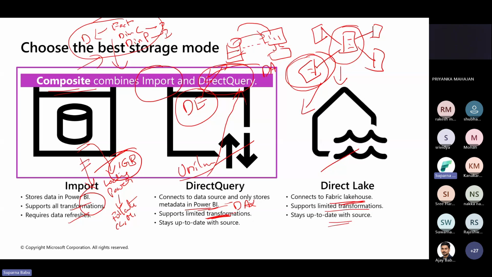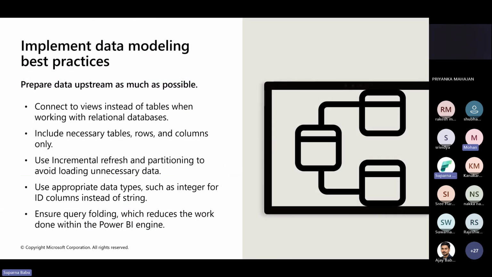Suparna, I've got a question on the composite mode. You said we'll keep the fact table on a direct connection and the dimensions in import mode. What's the advantage of that? Even the dimensions are small, but they will be changing. What's the point in having the dimensions in import mode and the fact in direct mode in a composite?